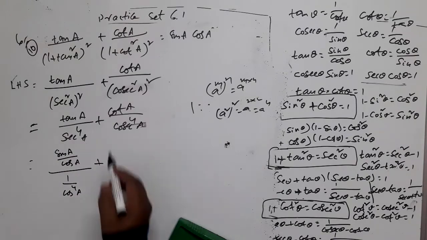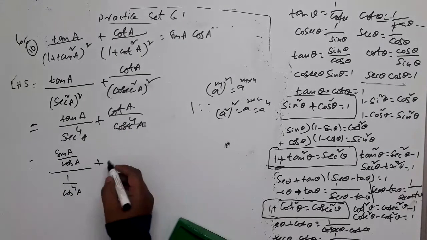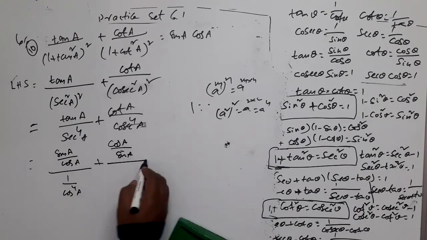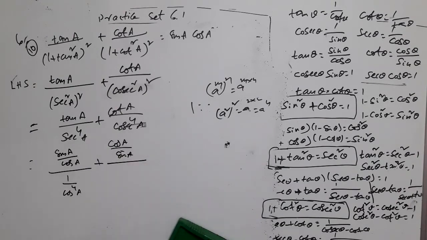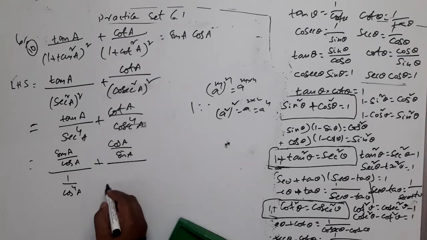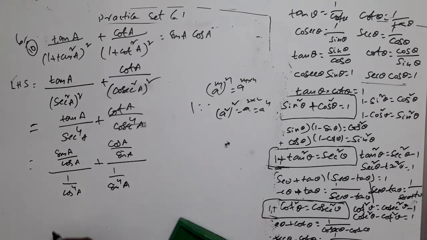plus, in the same way, what is cot A in terms of sine and cos? Cos A by sin A upon what is cosecant A in terms of sin and cos? Cosecant A is simply the reciprocal of sin A, so 1 by sin A whole power 4 is 1 by sin power 4A. Right, sin A whole power. Yes. Any idea next one?